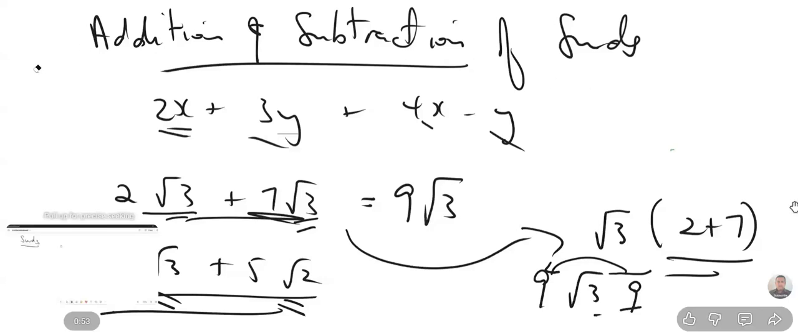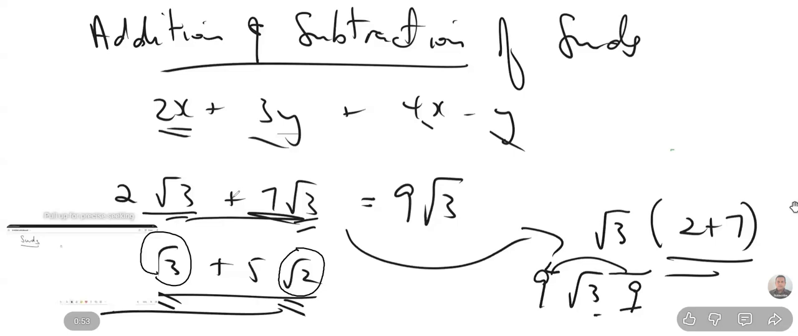What we're saying here is that you cannot add two surds that are different. Like you got root 3 there, and you got root 2 here. You can't add it. Okay, right? Just like you can't add.